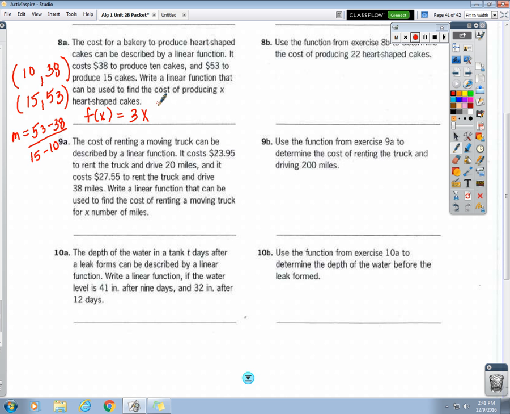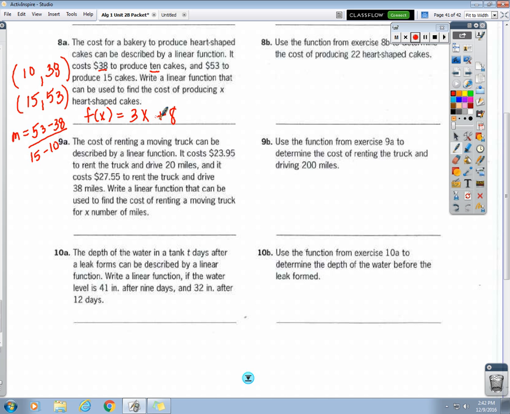No, no, no, no. When you do the slope, you get 3. Okay? But think about it. No, it's a $3 charge per cake. Oh, okay, yeah. I see what you're saying now. But think about it. If 10 cakes ended up costing $38, isn't there an extra 8 in there? So your y-intercept must be 8.